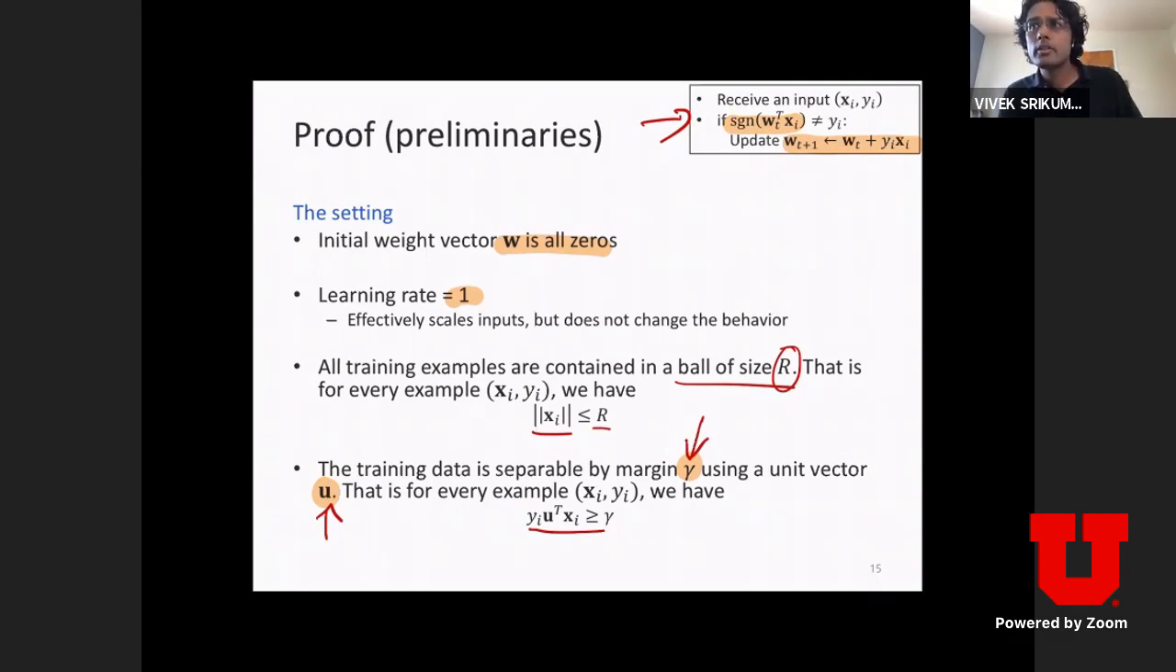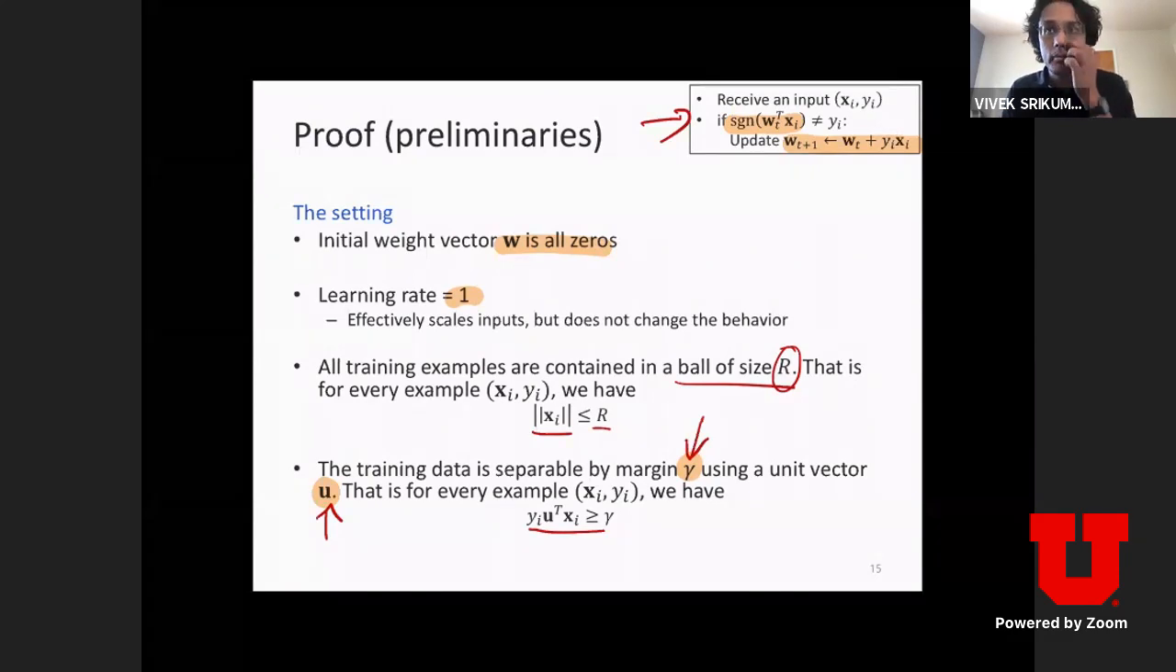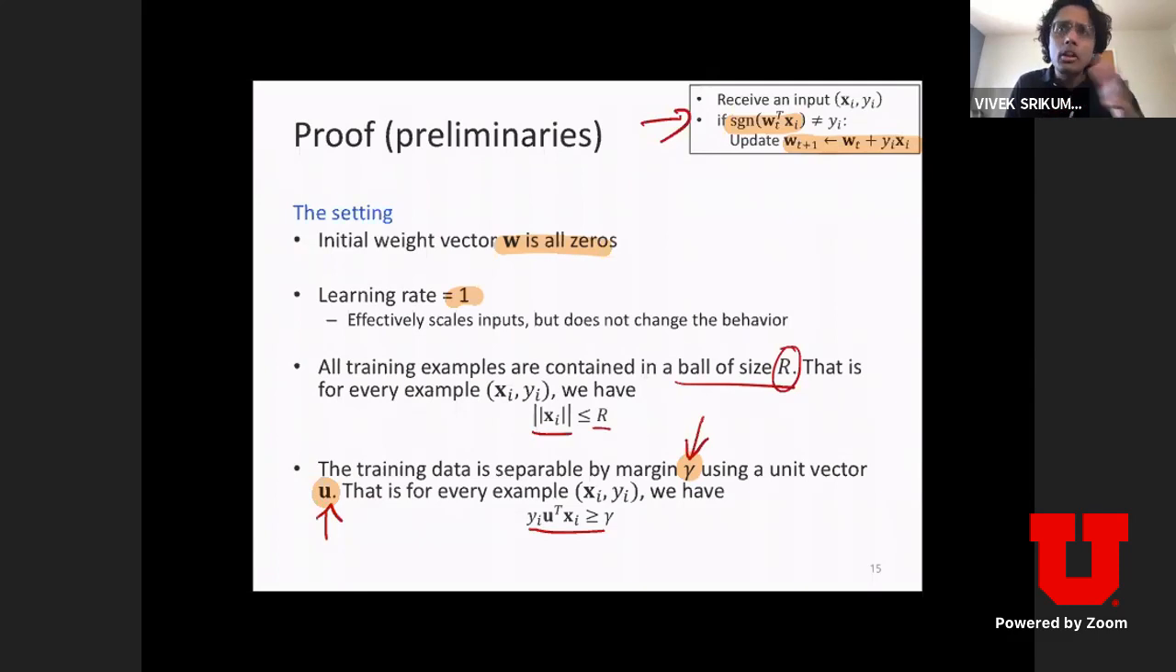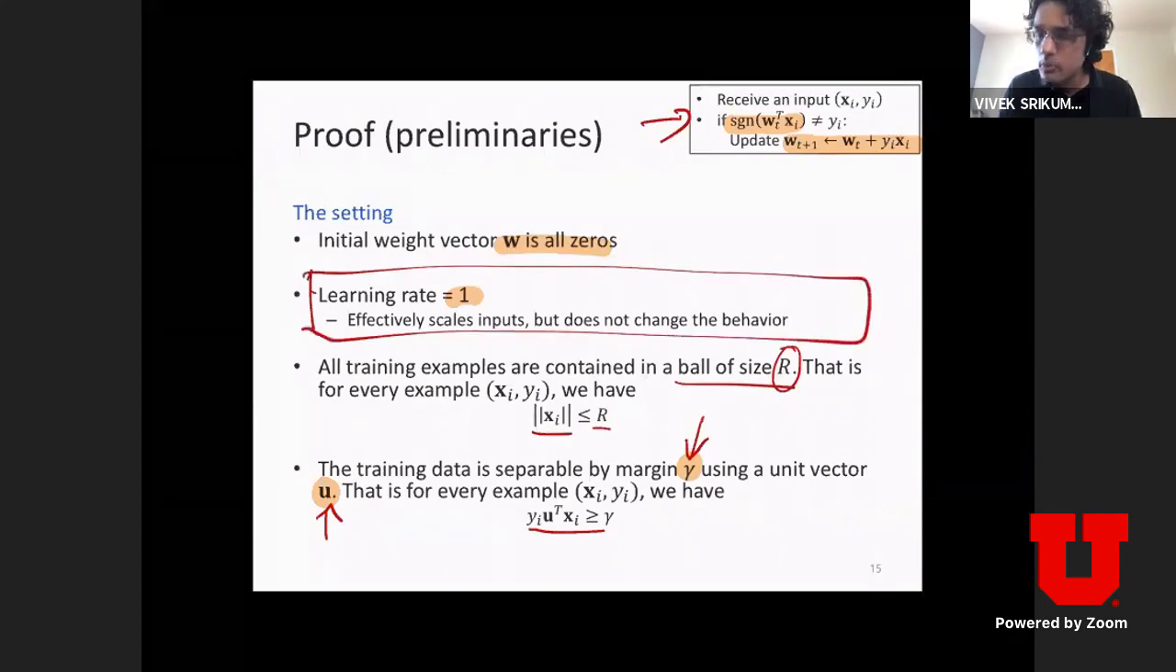There's a clarification question: does the online algorithm always use a learning rate of one? That's not quite right. The online algorithm can use a learning rate of something else. The theorem that we are proving assumes a learning rate of one. The batch algorithm might have a different learning rate, yes. The online algorithm also can have a different learning rate. We are just assuming, for the sake of simplicity, that the learning rate is one, because that will make this theorem easier to prove.